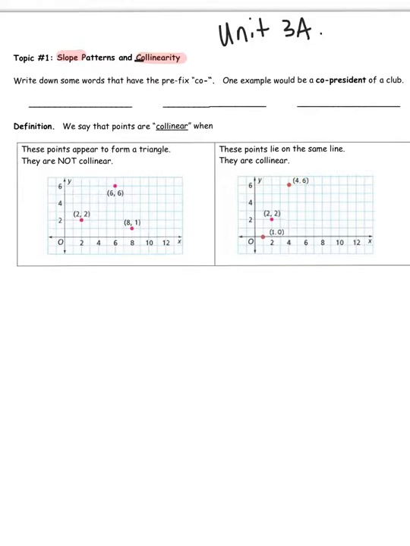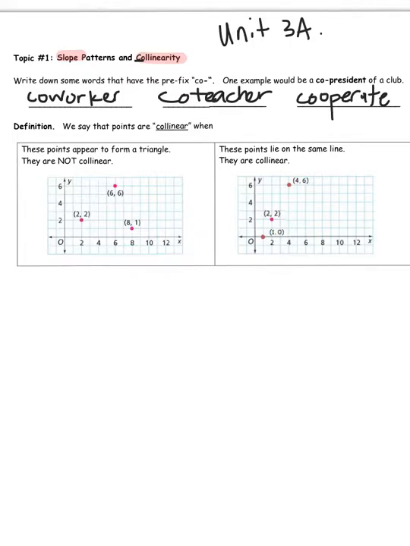So one example might be you are the co-president of a club. That means there are two presidents that together run the club. Another example of a word with co might be co-worker. Those are two people that work together doing the same thing. Here at Framingham, sometimes you might have classes that have co-teachers, and co-teachers work together to teach the same class. You also might see the word cooperate. And cooperate means that you work together with someone else to do the same thing, the same job.